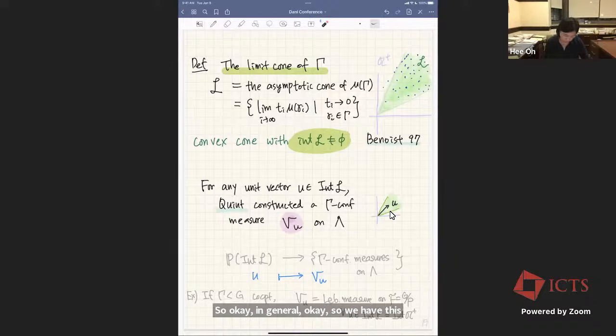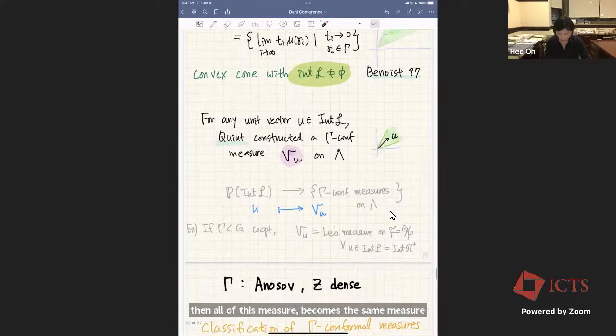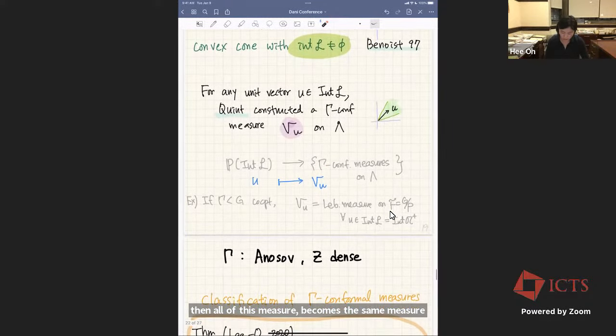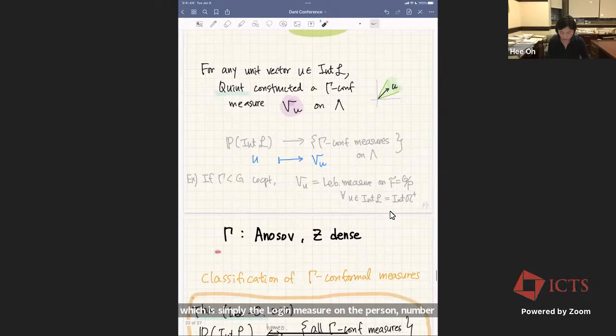For instance, if gamma is a co-compact lattice, of course, a co-compact lattice is also a discrete Zariski dense group. And this construction gives you a Lebesgue measure on G mod P, on the Furstenberg boundary. When gamma is convex co-compact, all of these measures become the same measure, which is simply the Lebesgue measure on the Furstenberg boundary.